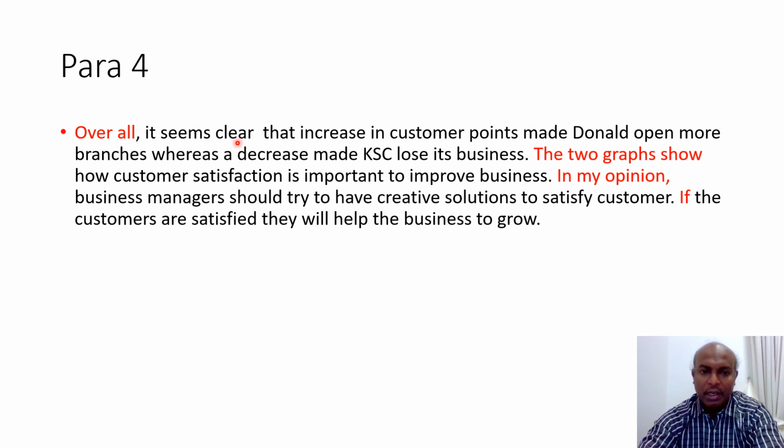It seems clear that the increase in customer points made McDonald's open more branches, whereas the decrease made KFC lose its business. So what do you understand from these two graphs? Because the customer points were less, KFC lost its business. So mention that in a line. Then you say the two graphs show how customer satisfaction is important to improve business. If you want, you can start another sentence using the two graphs show, and what you understand again.